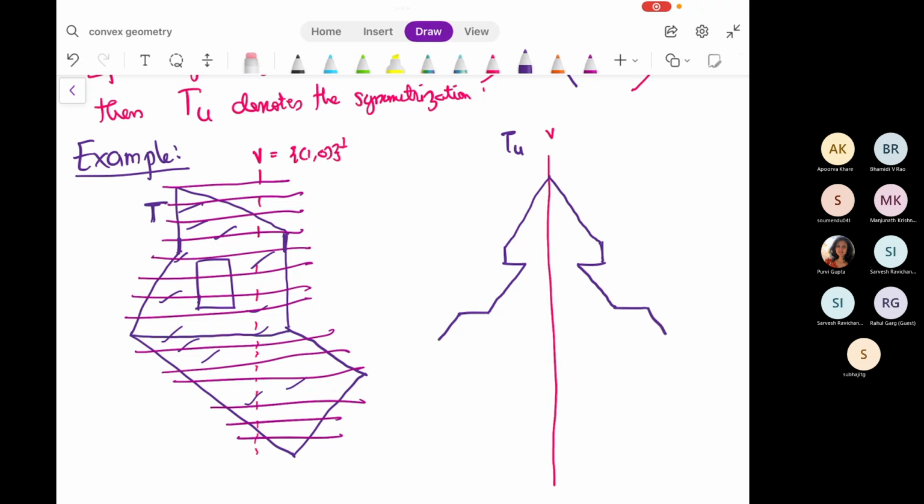So starting from here to here, I have drawn lines in blue on the left-hand side. The intersection of T with that particular line is nearly constant. So you get a constant here. And then it shrinks to 0. So it looks like this. So this is how the symmetrization Tu will look.